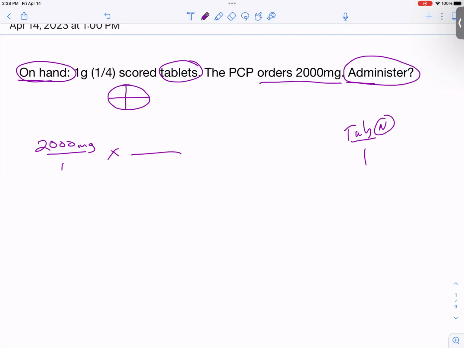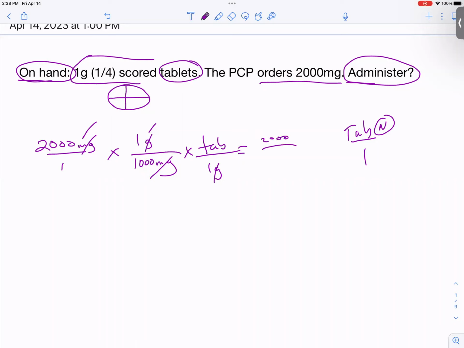So how do I get rid of milligrams and get tablets? Well, unfortunately, it's available in grams. So you know what we got to do. 1 gram is 1,000 milligrams. Cross off my milligrams. How do I get rid of grams? I go to my problem. There's 1 gram in every tablet. Gets rid of my grams. So now it's just math. You can do 2,000 times 1 is 2,000, and 1,000 times 1 is 1,000, and 1,000 divided into 2,000, and my answer is 2 tablets. Don't forget the unit of measure.